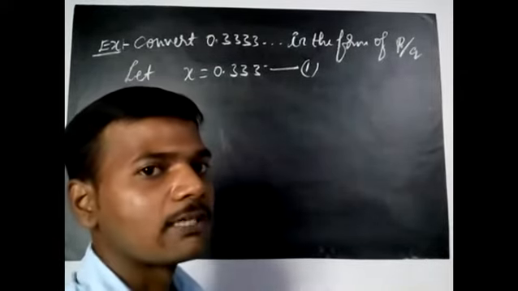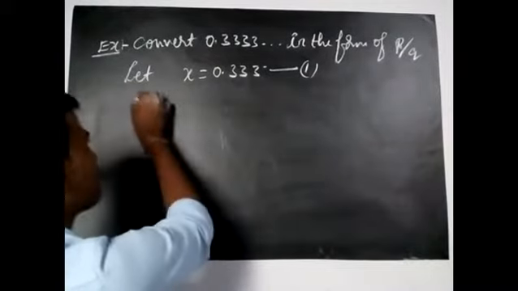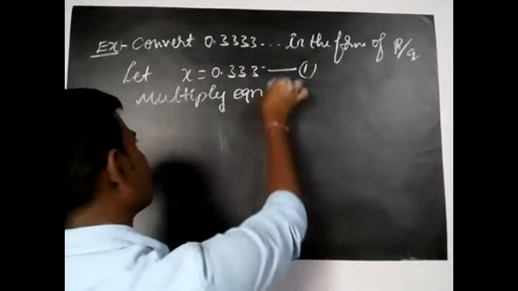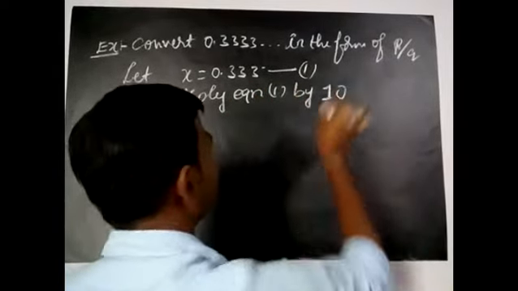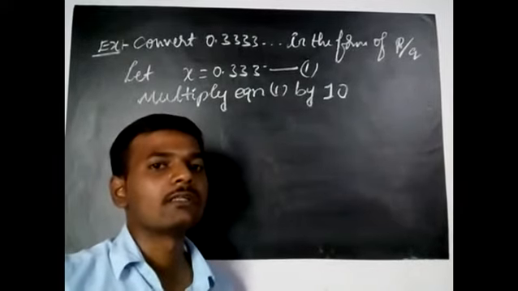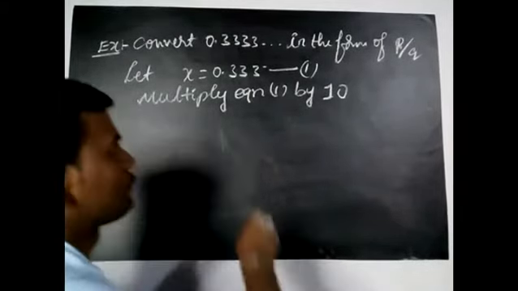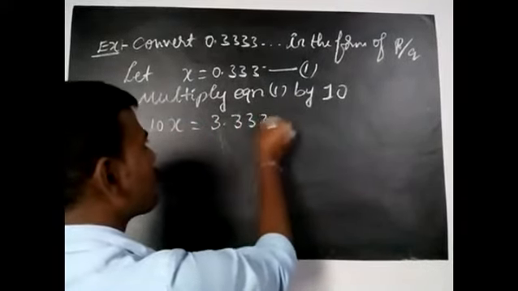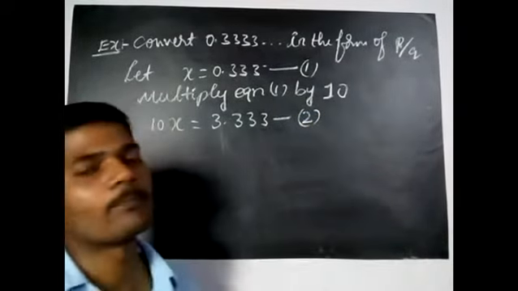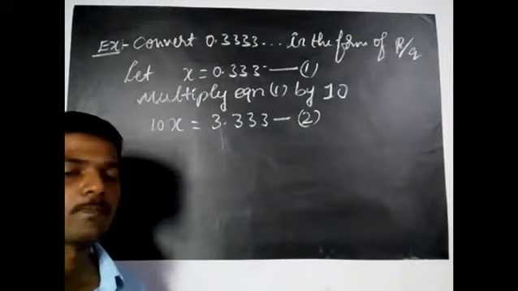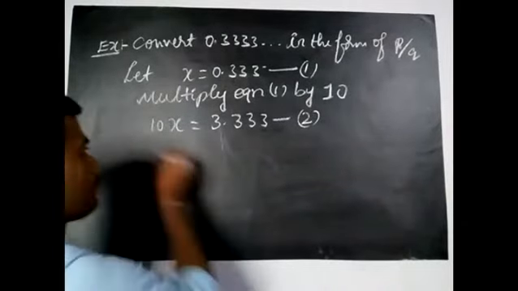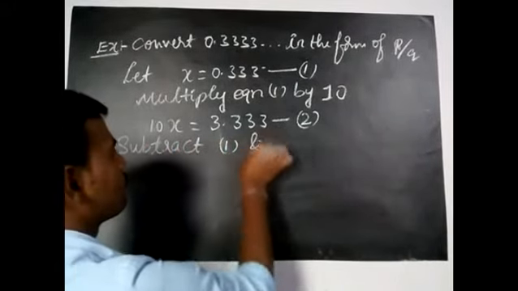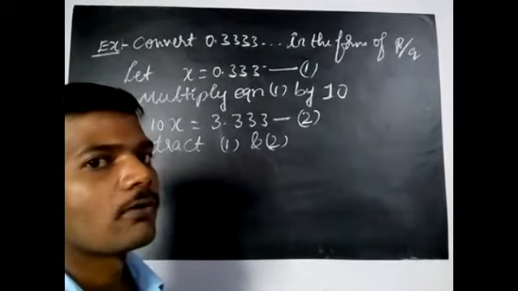So multiply equation 1 by 10, because the repeating digit is only 1. So 10x is equal to, it becomes 3.33 and so on. Call that equation 2. Now subtract equation 1 from 2. What do we have?